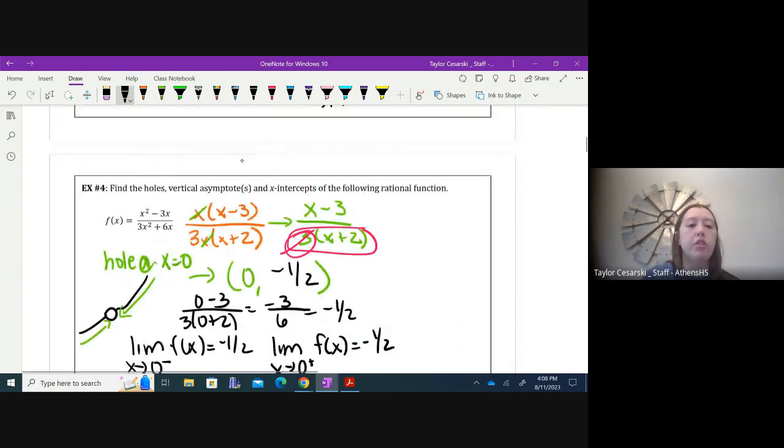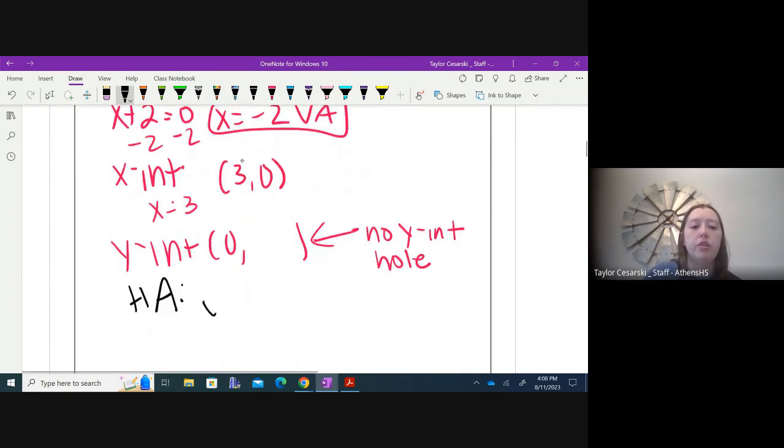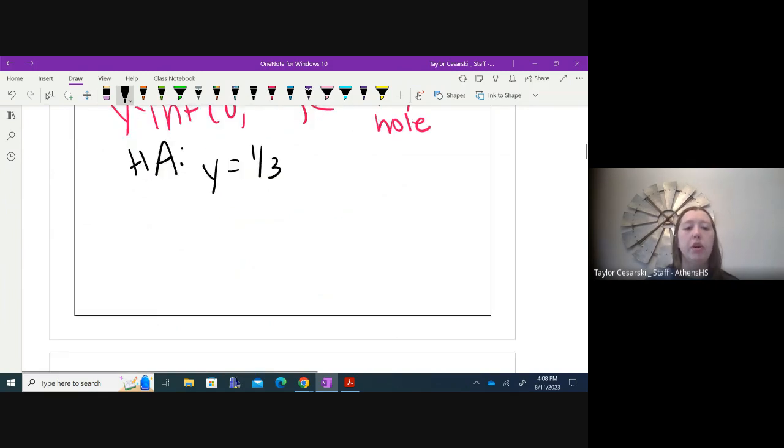Lastly, just because we've been talking about it, let's do the horizontal asymptote. You can look at the original or the simplified. I'm just going to look at the original. Degrees are the same. There's a 1 over 3. So the horizontal asymptote would be y equals 1/3. Okay. All right, let's do one or two more examples.